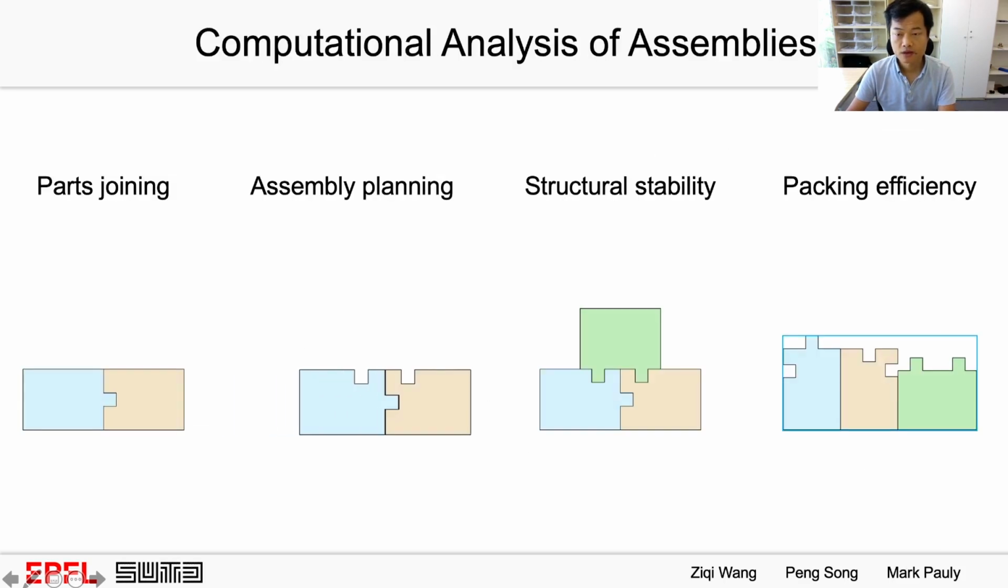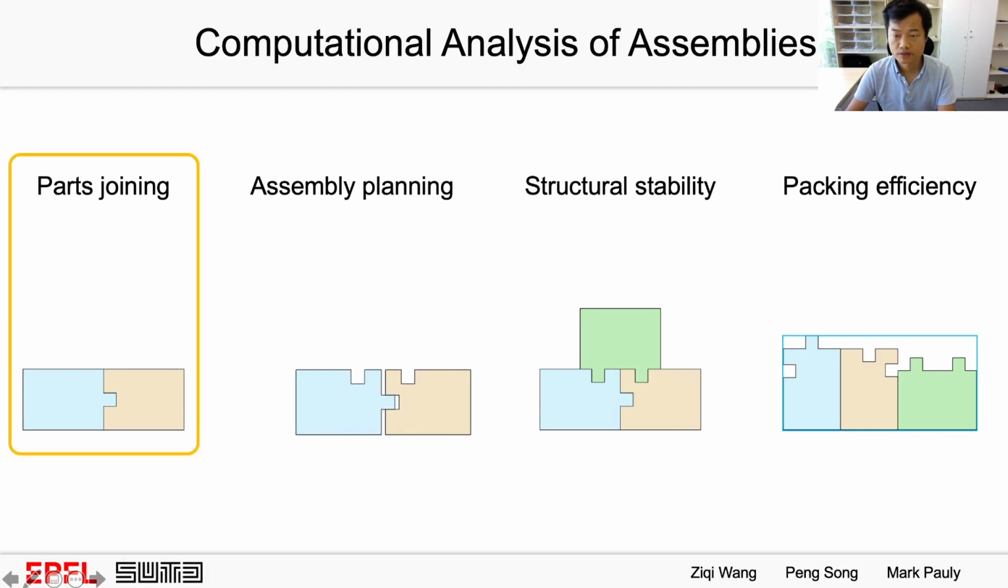In this part, we introduce computational methods to analyze 4 different aspects of assemblies: parts joining, how to join parts together; assembly planning, how to assemble a set of parts into the final assembly; structural stability, what is the performance of the assembly under external forces; packing efficiency, how to pack the parts as tight as possible. Let's start with parts joining.